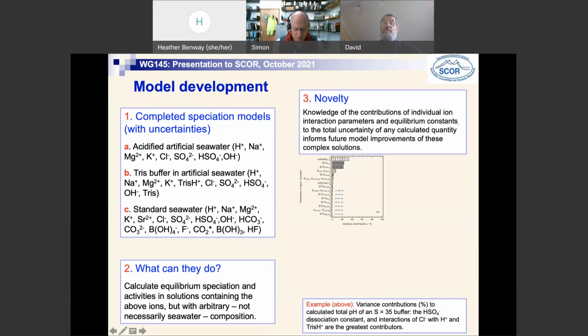Last, the example shows the percent variance contributions to calculated total pH of a salinity 35 buffer. The greatest contribution, just visible at the top, is that of the thermodynamic equilibrium constant for bisulfate ion dissociation. Next slide.